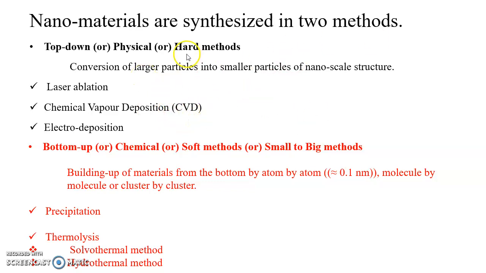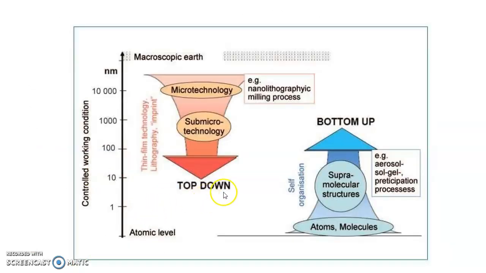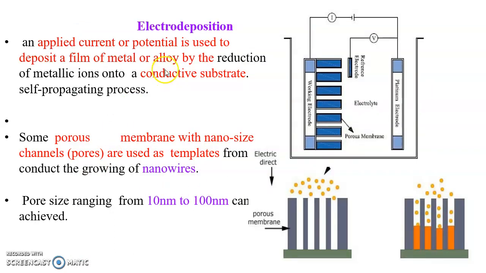Under the top-down approach, we have laser ablation, chemical vapor deposition, and electrodeposition. And under the bottom-up approach, which could also be called chemical or soft methods, small to big methods, we have precipitation, thermolysis, solvothermal method, and hydrothermal method. Today we're going to discuss the top-down method, which includes electrodeposition, chemical vapor deposition, and laser ablation.